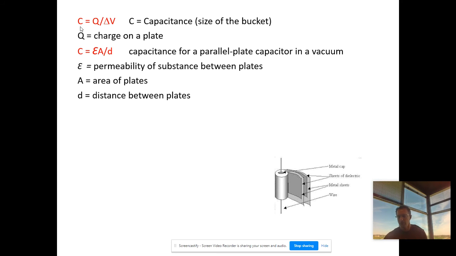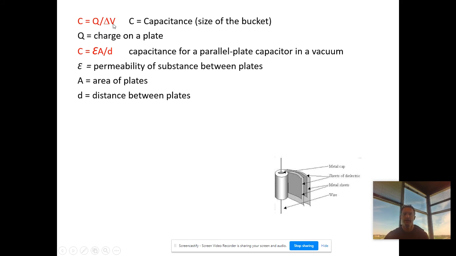If you think about the charge being like the amount of water in the bucket, the capacitance is the size of the bucket. The larger C, the larger capacitor you have. There's a physical property of that capacitor. Q is the charge on the plate, so that's like the amount of water in the bucket.